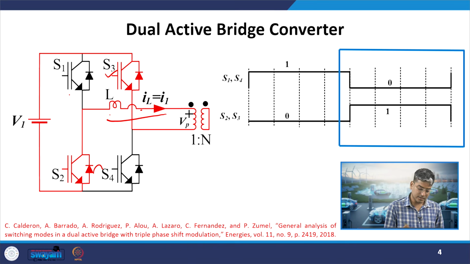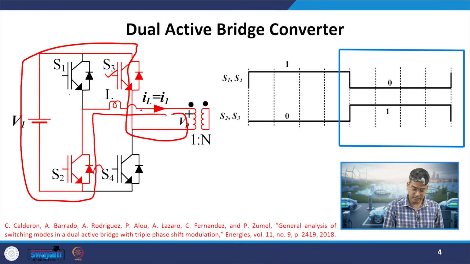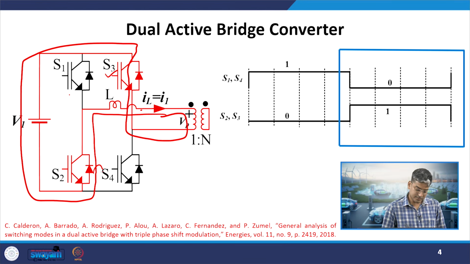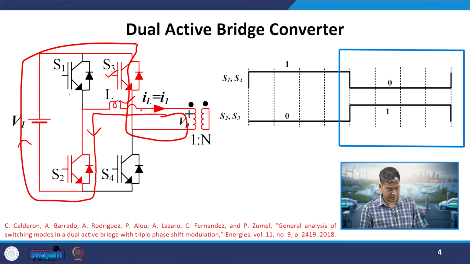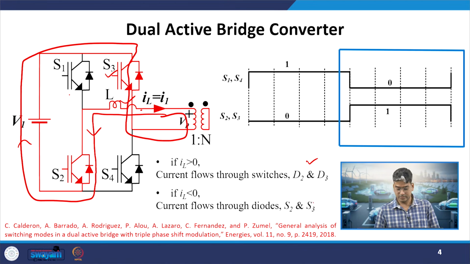Now, let us see what happens if the current is negative. If it is negative, it tries to flow in the opposite direction. If it flows in this direction, it can flow through the IGBT, and this is how it completes the path. So, in the negative half cycle, what happens? When the current is positive, it flows through the diode. When the current is negative, it flows through the devices.